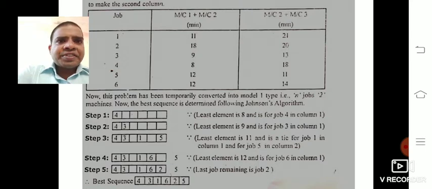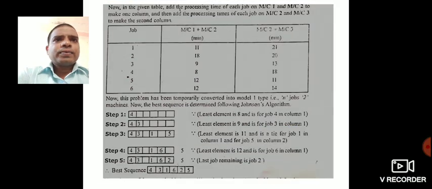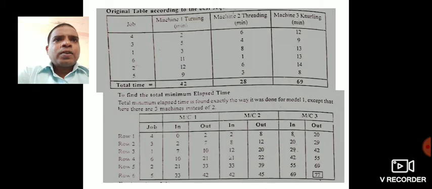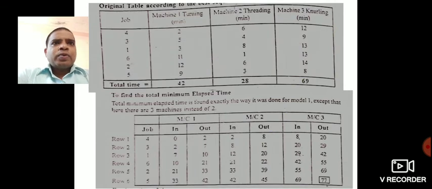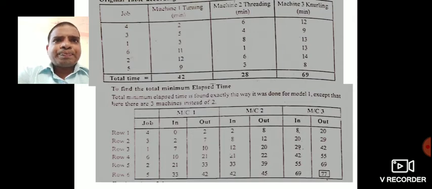Now the best sequence is 4 3 1 6 2 5. So we need to follow the same thing here. In the first column we write the sequence 4 3 1 6 2 5. For machine 1 we write the duration for job 4. Machine 1 duration is 2, machine 2 is 6, and machine 3 is 12. We write the durations from the original table. Now we need to find the total minimum elapsed time.